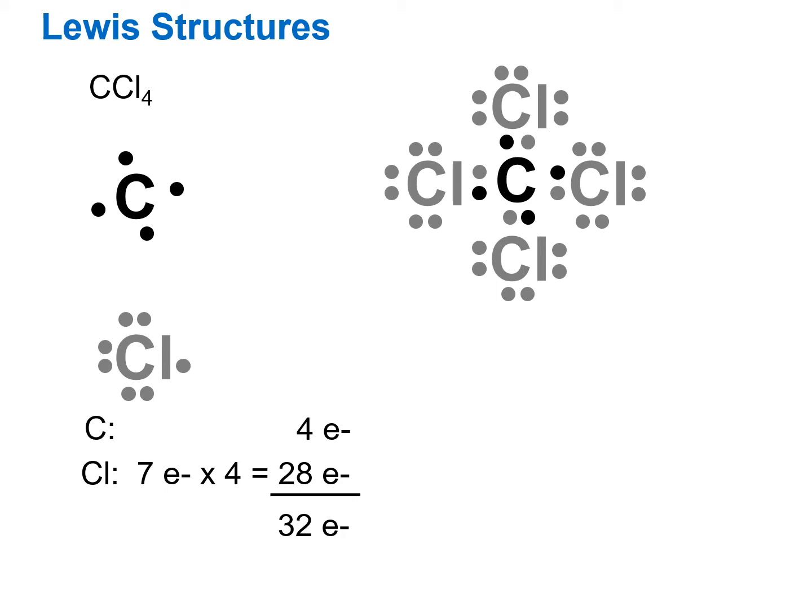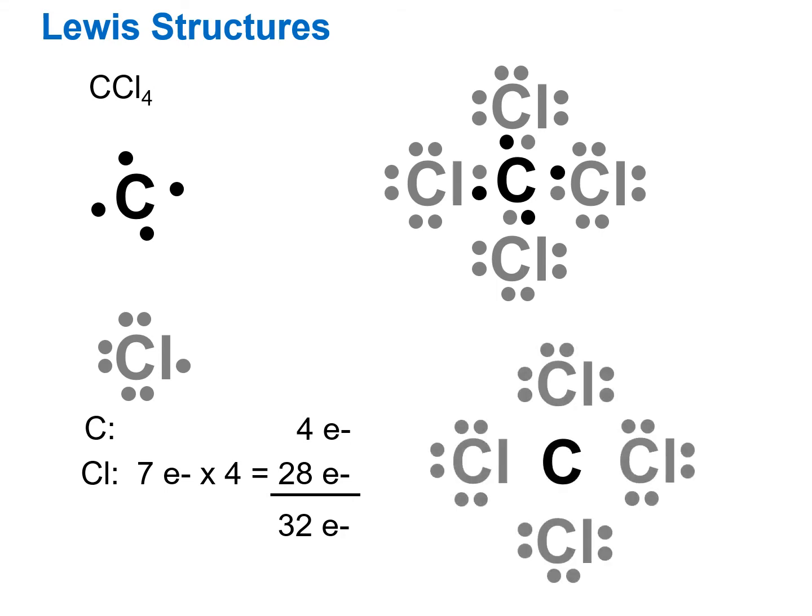Now, if we wanted to do the lines, we could replace the shared electron pairs with a single line. We could bring all of those lone pair electrons around the chlorine, but instead of showing the dots between the carbon and the chlorines, we could just draw lines, because each line represents 2 electrons. And that's how you would do a Lewis structure for carbon tetrachloride.